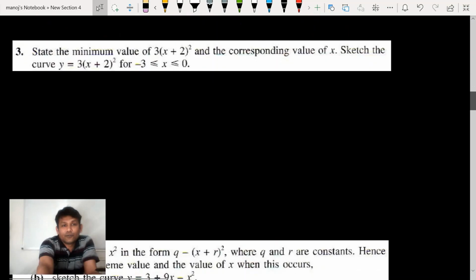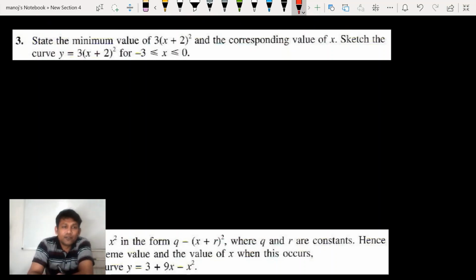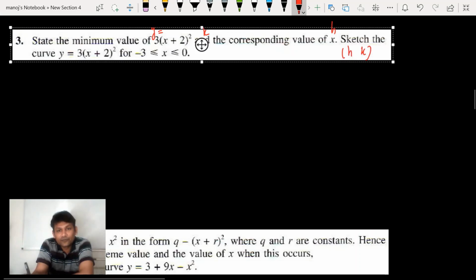Okay, moving to next part, that is question number 3. We have a number of questions. Question number 3, the same exercise, 4.1. State the minimum value of this and corresponding value of x. Minimum value means you're finding the minimum value of y, and that is k. And corresponding value of x means you're finding h. So target is always h and k.